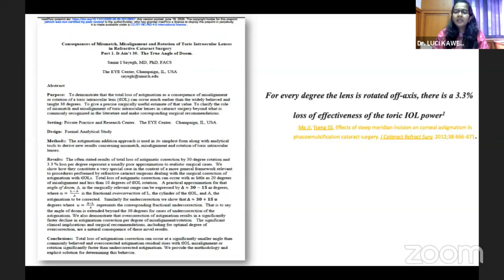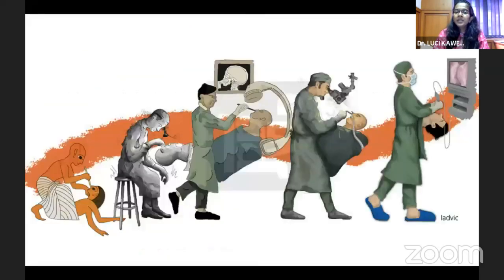Till now, we had this literature which said that for every degree the lens is rotated off axis, there's a 3.3% loss of effectiveness of the toric power. But a recent analysis says that the total loss of astigmatic correction can occur with as little as 20 degrees of misalignment and with 10 degrees of toric IOL rotation. So that makes it even more important for us to evolve. As our surgeries have evolved, we also need to evolve in terms of getting our accurate outcome.